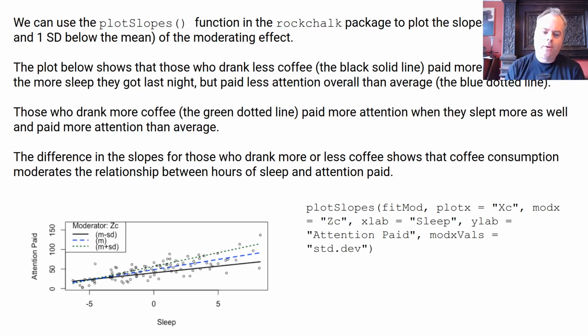So the amount of attention you pay in your lectures is predicted not just by sleep and coffee consumption, but the two actually interact with each other. And the difference in the slopes for those who drank more or less coffee shows that coffee consumption moderates the relationship between hours of sleep and attention paid in the lecture. So that's really all I want to say about moderation in this context.